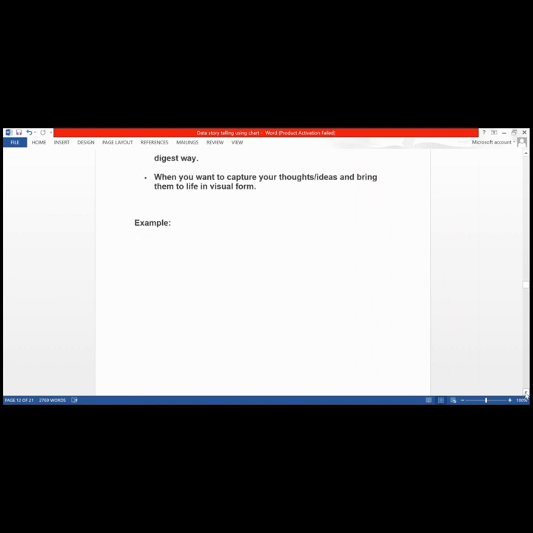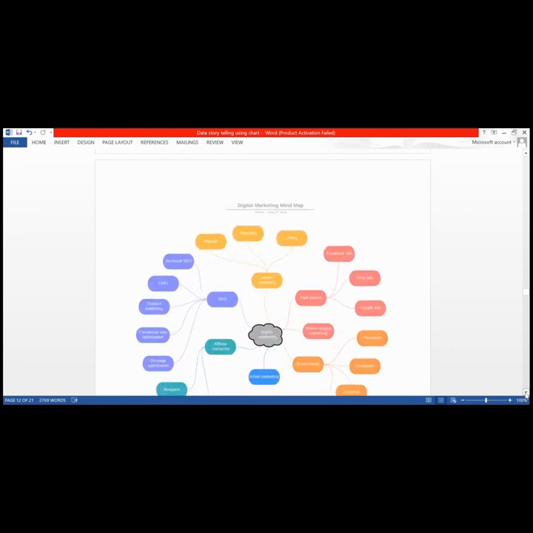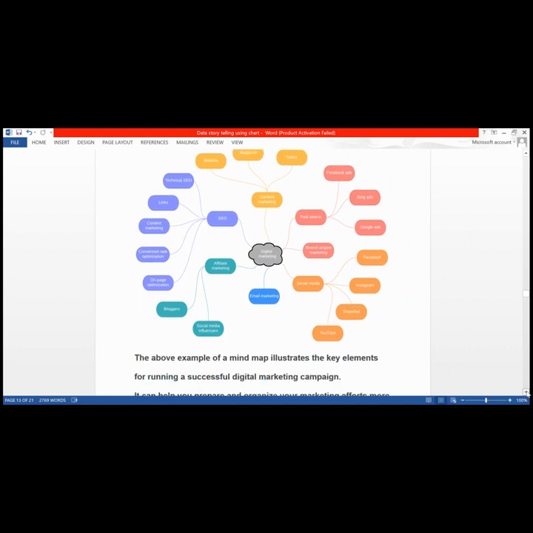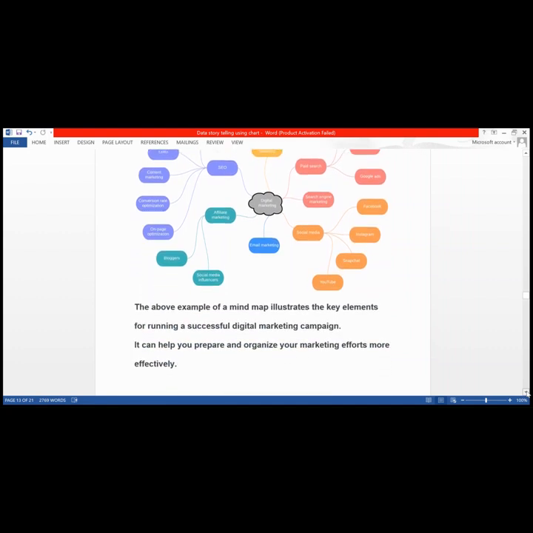For example, in digital marketing, we have categories. We have SEO, content marketing, paid search engine, social media, email marketing, affiliate marketing. Then under social media, you have Facebook, Instagram, Snapchat. Under paid we have Facebook ads, print ads, Google ads. Under content marketing, you have website, magazine, video, and all that. So this is how the mind map works.